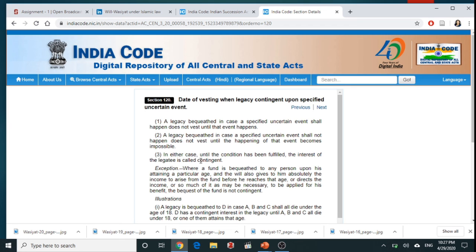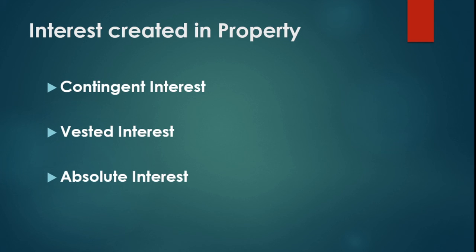So vesting is one step less than the absolute ownership of property, and contingency is one step less than vesting, with reference to the possibility and non-possibility of happening. I hope you have understood these three concepts. I will be elaborating further on these topics in the lectures to come.